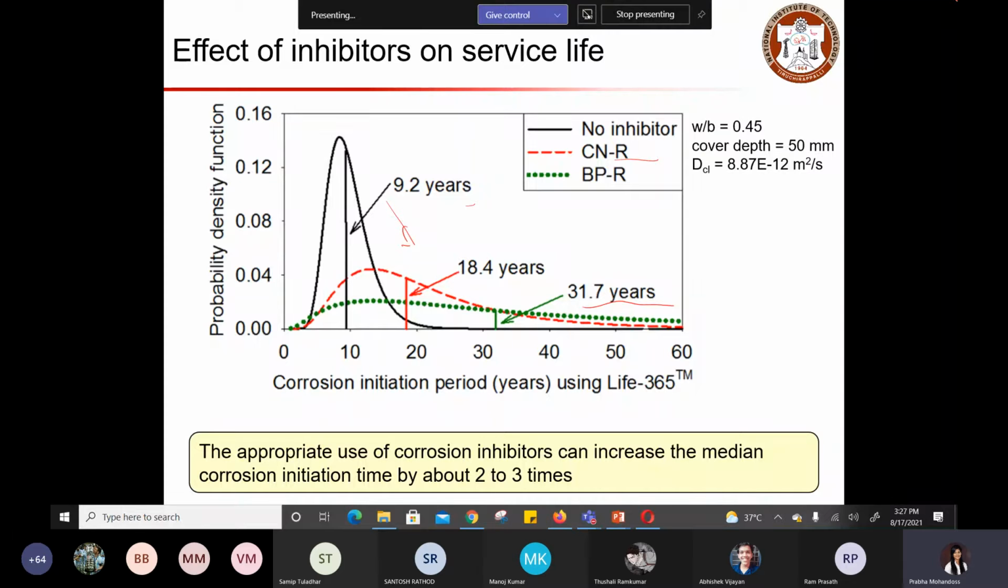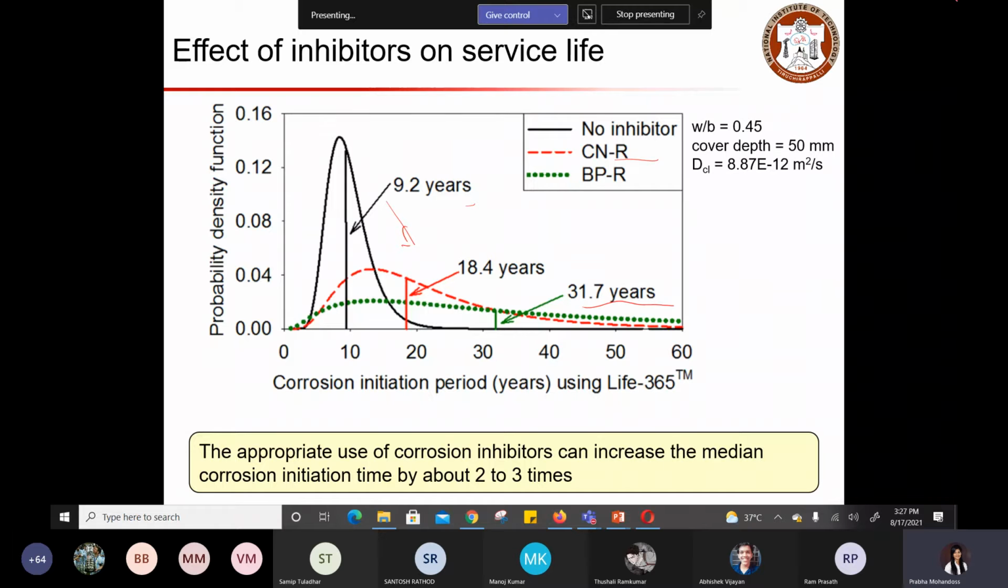So when you add admixtures in it, you are basically enhancing the corrosion resistivity by increasing the chloride threshold values. So the service life is increased, from 9.2 to 18.4 years when you use CN type inhibitors, and when you use bipolar inhibitors, the service life is significantly increased to about 32 years. So the appropriate use of corrosion inhibitors plays a major role in increasing the median of corrosion initiation time by about 2 to 3 times.